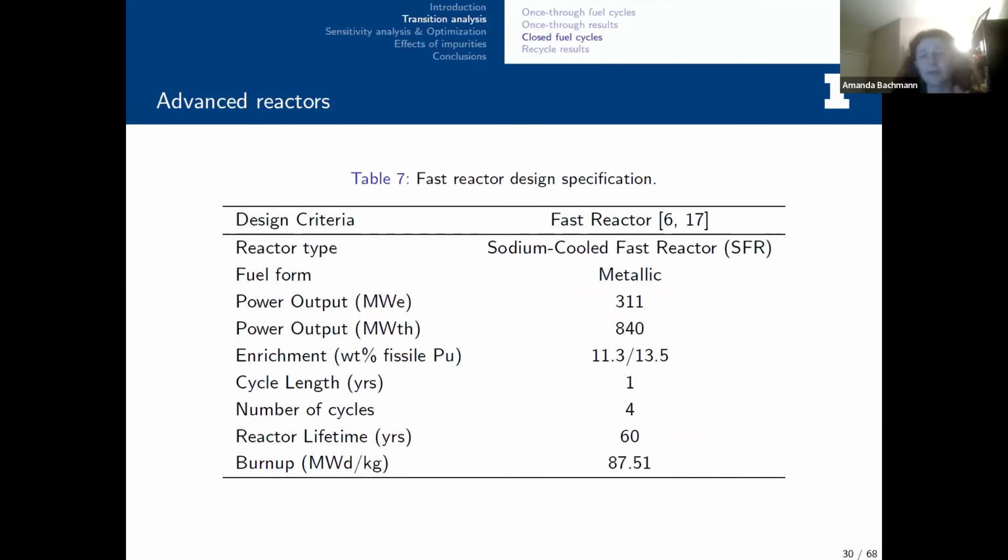So for the fast reactor that I modeled here, it's largely based off of the GE Hitachi Prism reactor, so a sodium-cooled fast reactor with a metallic fuel. So it has that 311 megawatts electric with a burnup of 87.5 megawatt days per kilogram. So this is about as close as I got to modeling that Natrium reactor, but again, Natrium's a little bit different.